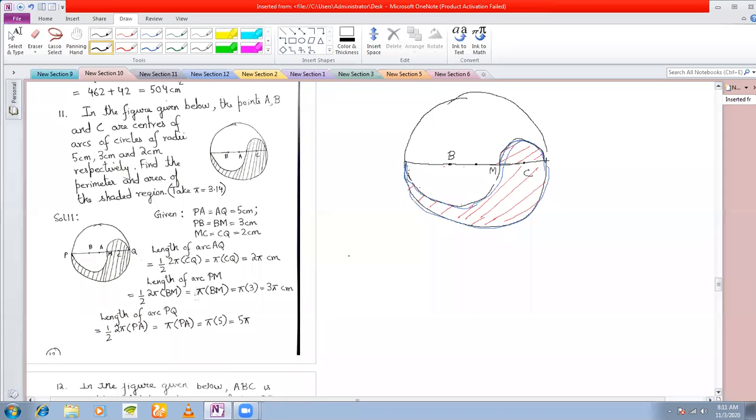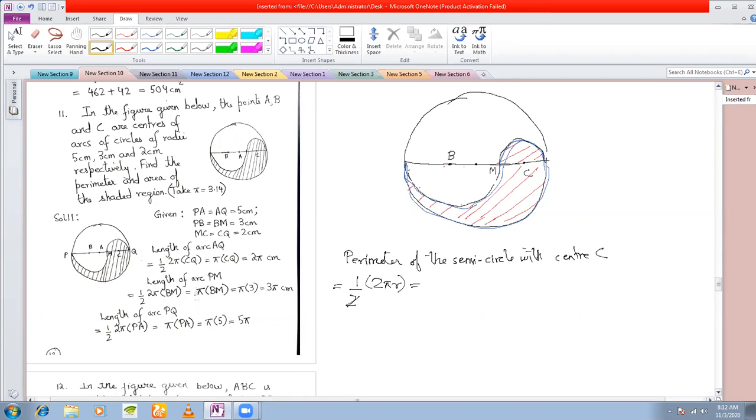So let us now find out the perimeter of the semicircle with center C. This is half of 2 pi r.